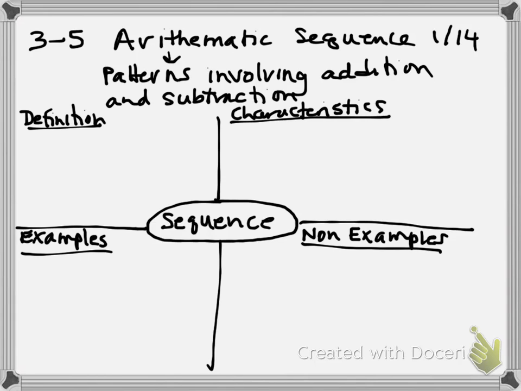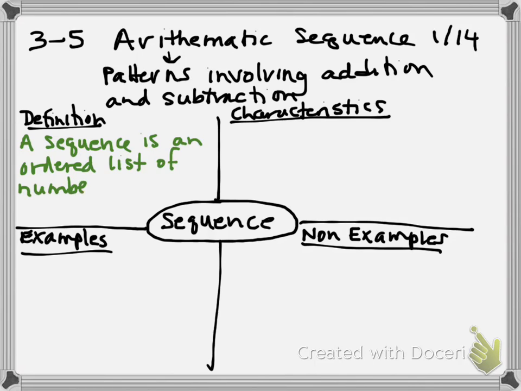Okay, so for our definition, a sequence in general is an ordered list of numbers. So a sequence is an ordered list of numbers. Now, we are going to deal with the notion of patterns, but patterns can be all sorts of stuff. I'll give you a pattern, see if you can figure out what would be the next in the pattern.